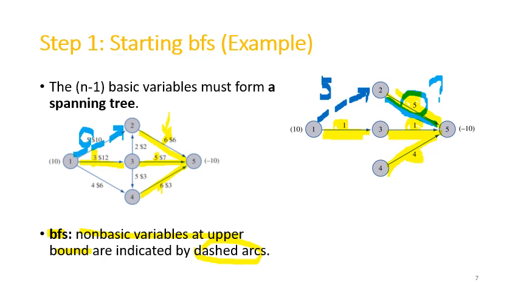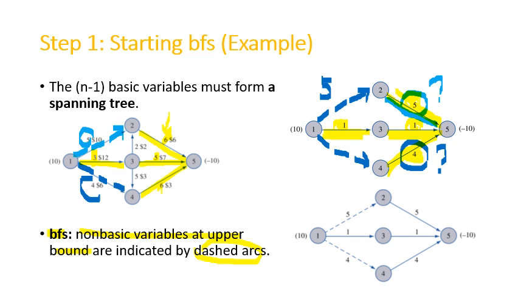And then the same thing happens here. You have 4 units of flow going from 4 to 5. But where do these 4 units come from? And then you check here. Suppose you send 4 units from 1 to 4. It exactly matches what you want. So this is how you complete the non-basic variables.